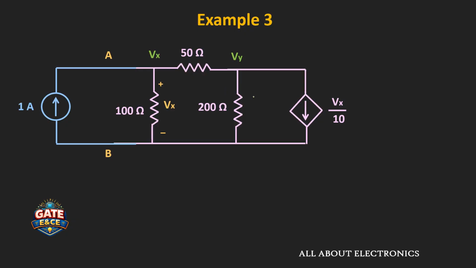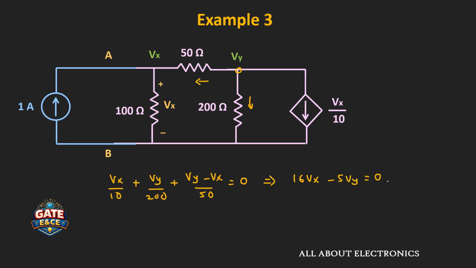Similarly, now let us apply the KCL at this node. Here we are assuming that all the currents are leaving the node. So by applying the KCL, we can write Vx divided by 10 plus Vy divided by 200 plus (Vy minus Vx) divided by 50 is equal to 0. If we further simplify it, then we can write 16 times Vx minus 5 times Vy is equal to 0. Let's say this is the second expression.